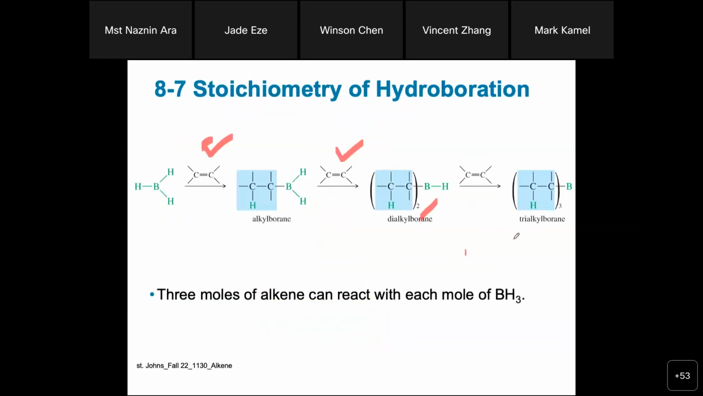Stoichiometry of hydroboration. This is the stoichiometry and also the balancing of the chemical reaction, how many moles of reactants we need to produce how many moles of product. This is just an example. We have 3 moles of alkene that can react with each mole of BH3.